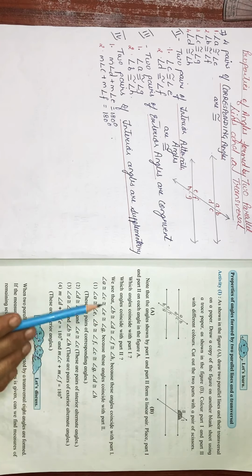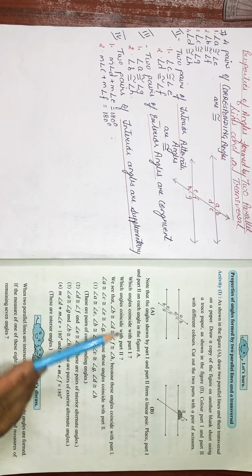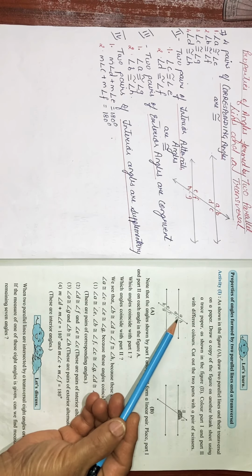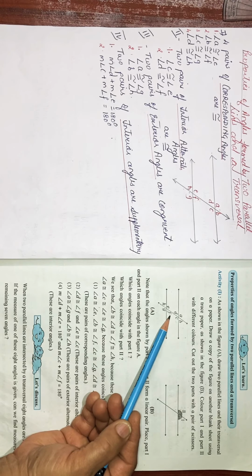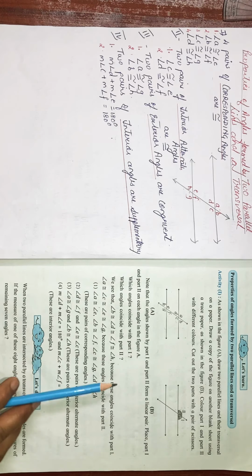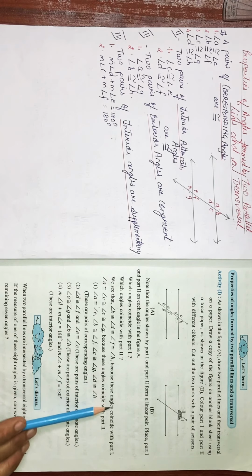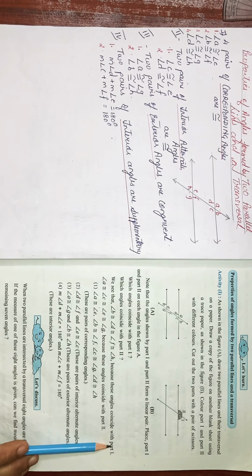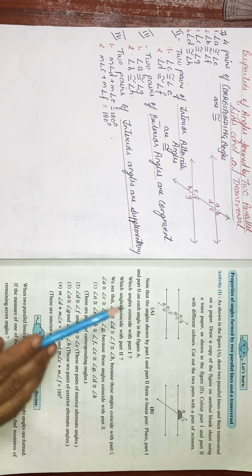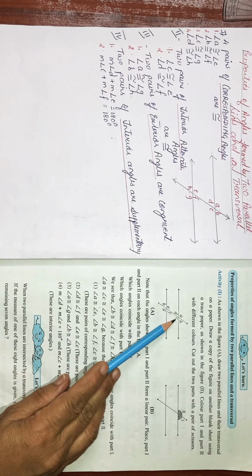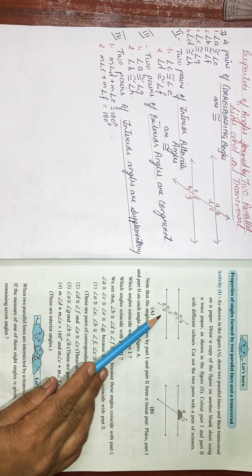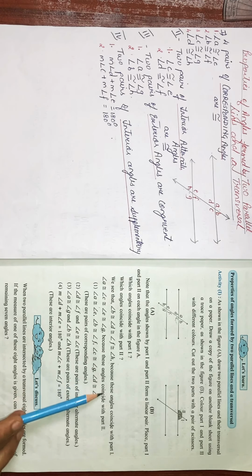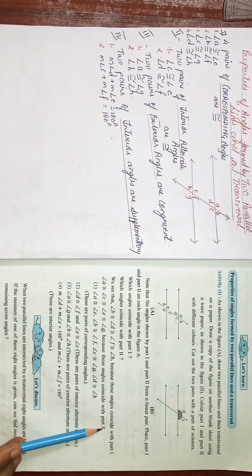So, we see that angle B is congruent to angle D, is congruent to angle F, is congruent to angle H. Why? Because these angles coincide with part 1. Angle A is congruent to angle C, angle C is congruent to angle E, and angle E is congruent to angle G because these angles coincide with part 2.